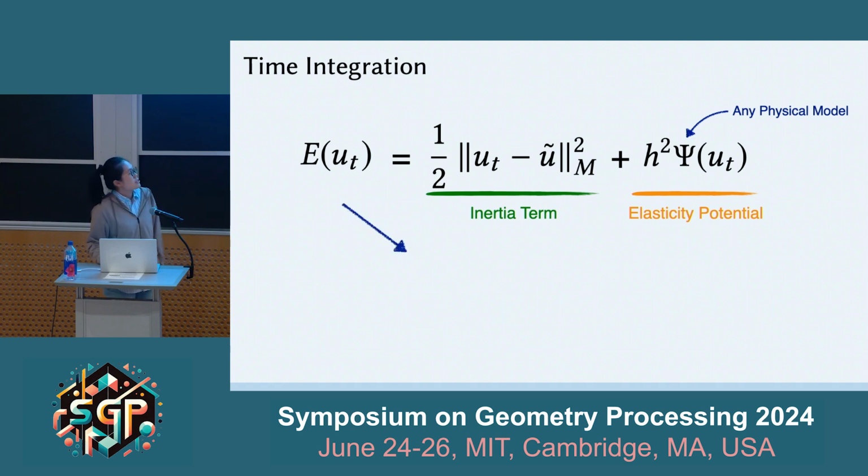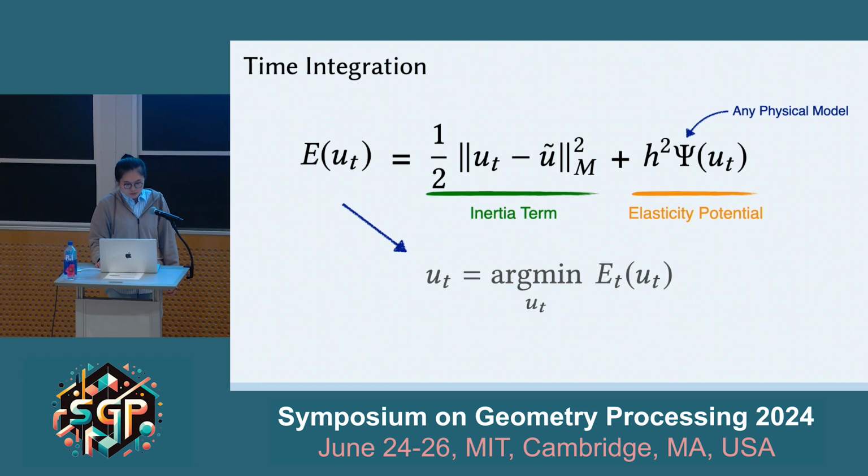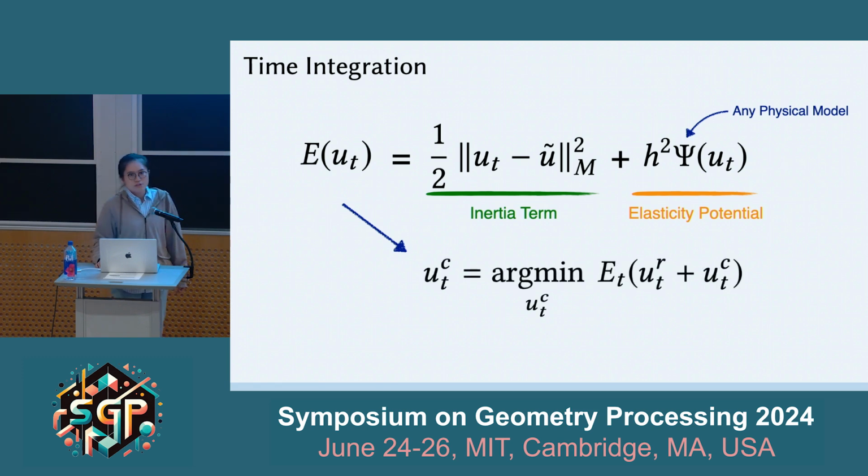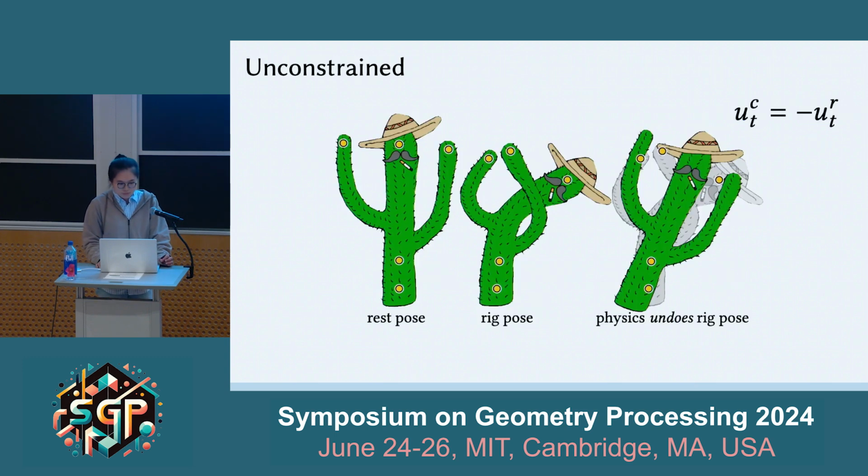And this is essentially the same energy formulation as Minchen just presented, with both the elastic potential term and also the inertial term. Here we just swap in the new variable. However, if you bluntly solve this unconstrained minimization problem with the new variable, the physics is so aggressive that it will completely undo the rig pose, as illustrated here.